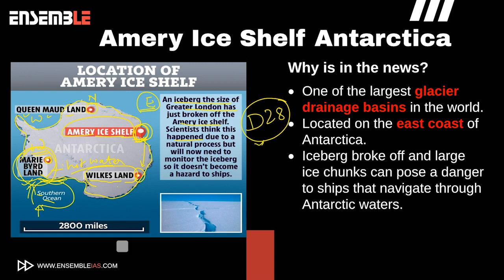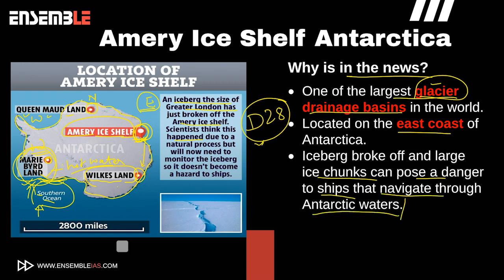We have already discussed why this is in the news. Because one of the largest glacial drainage basins, mind it, it's not a perennial fluvial drainage basin, it's a glacial drainage basin in Antarctica, and it is located on the east coast of Antarctica. Icebergs broke off, and large chunks of ice can pose a danger to ships that navigate through the Antarctic water. So these are the brief facts regarding that.